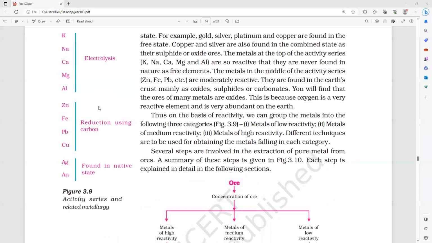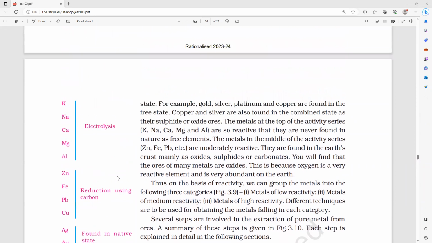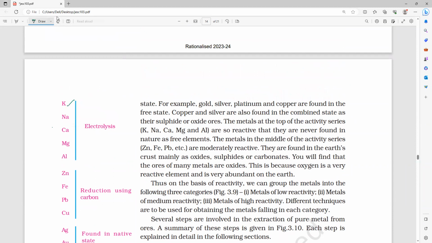If you take your textbook, you can notice there will be a tabular column like the metal activity series, related to metallurgy. This is the most important one. So sodium, all of you check it here: sodium, potassium, calcium, magnesium, and aluminum. All are more reactive or less reactive? More reactive. So that is why they are always present in combined state.